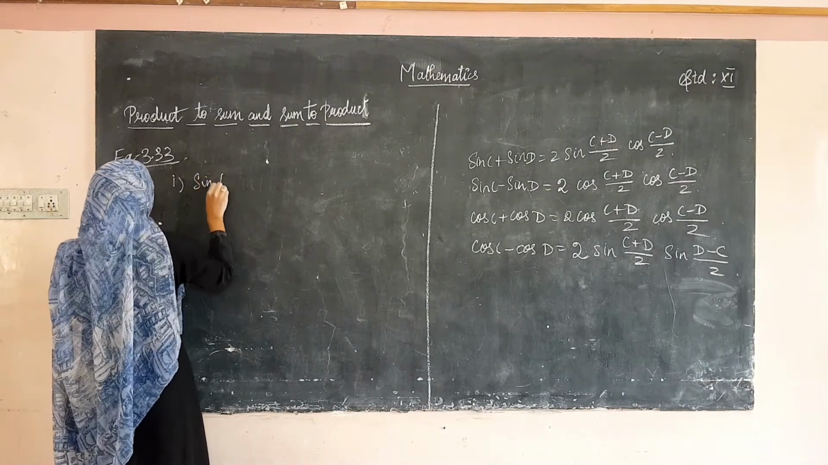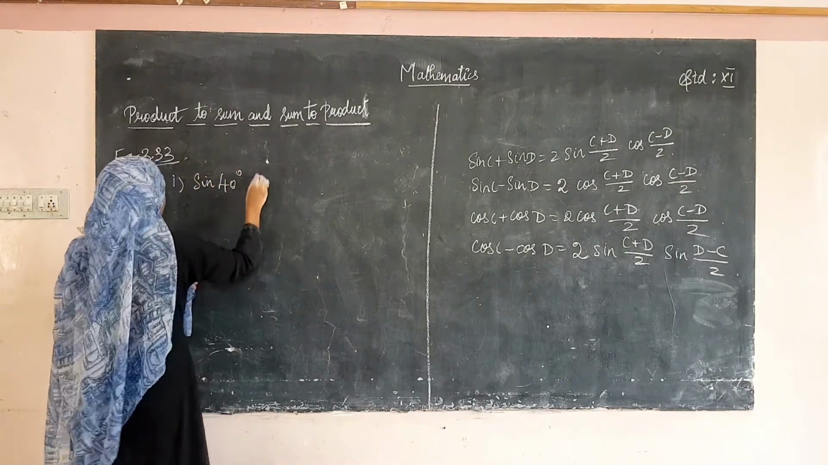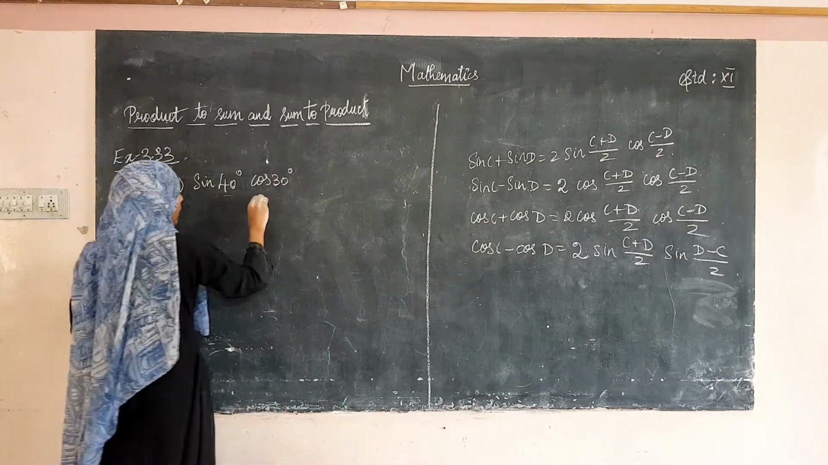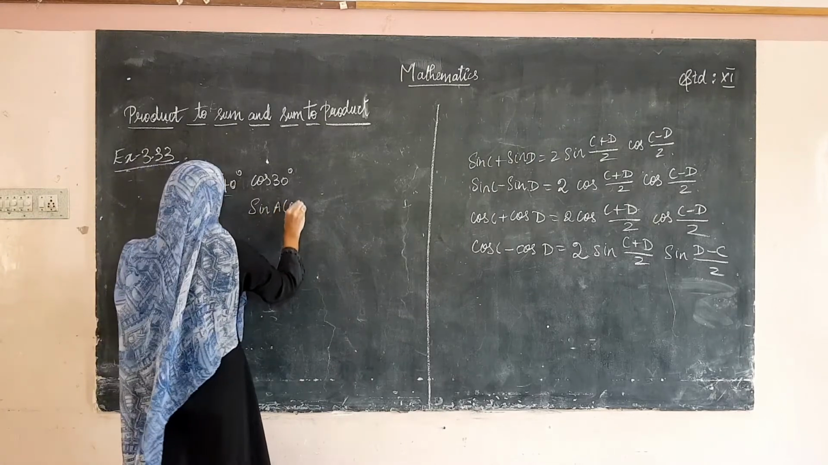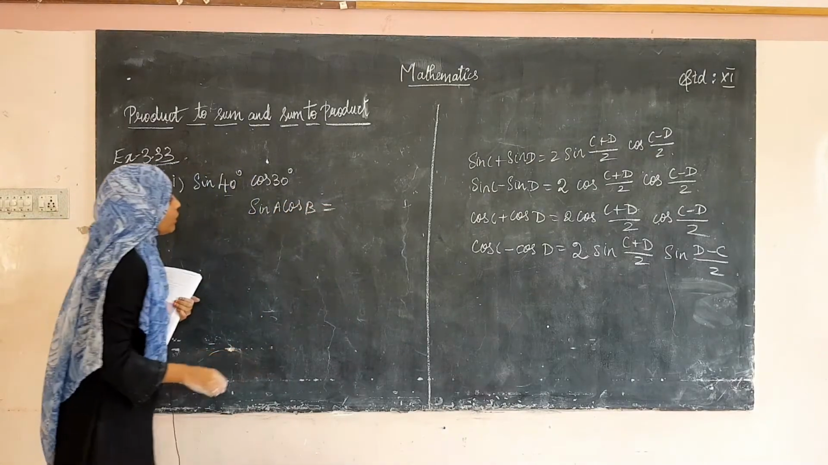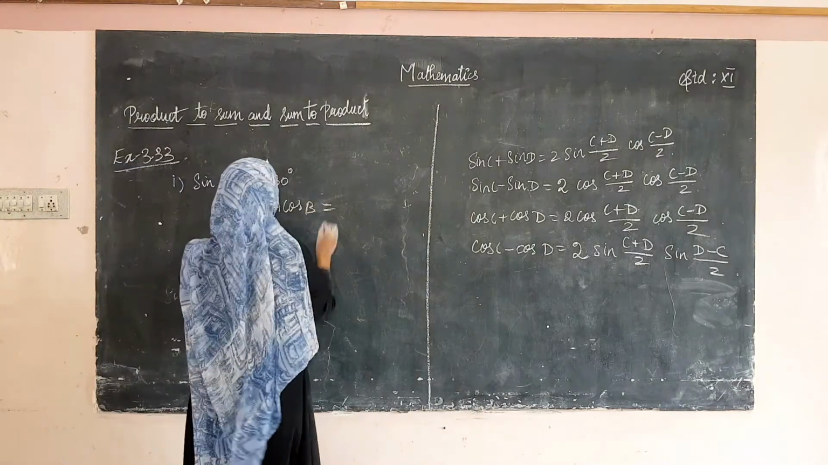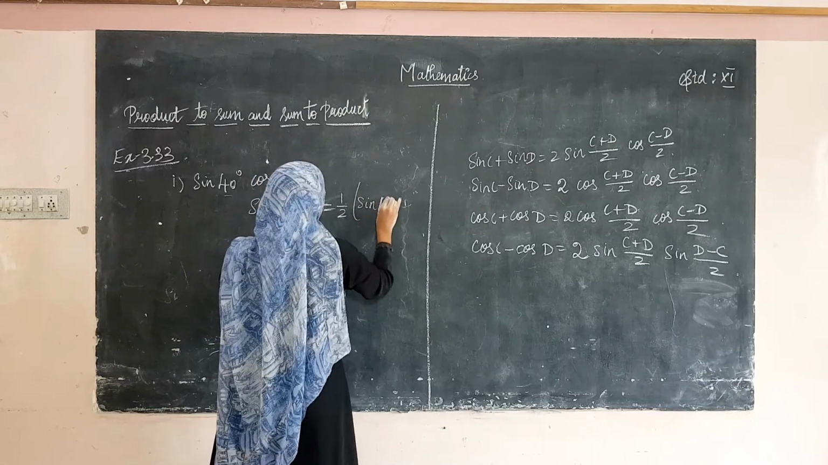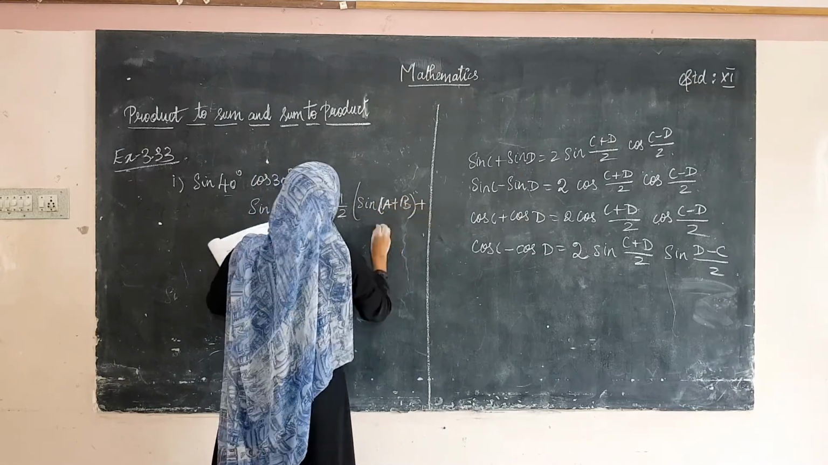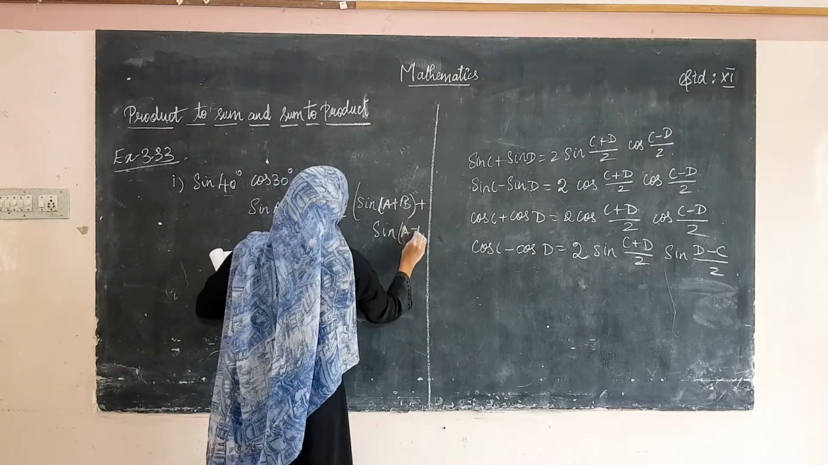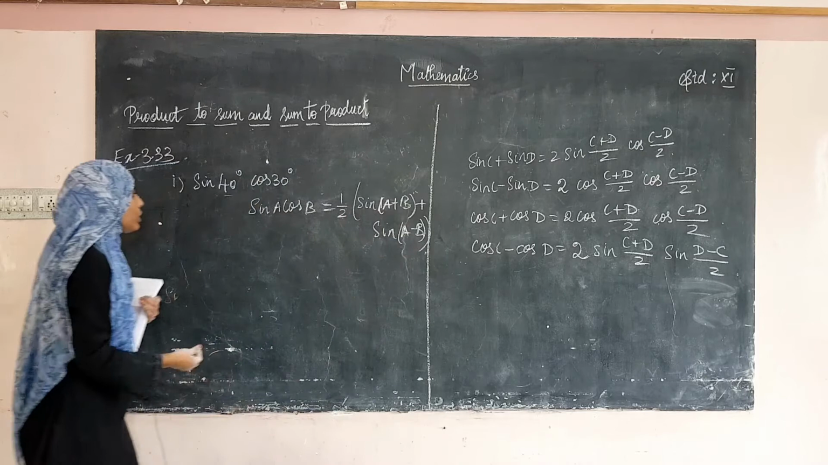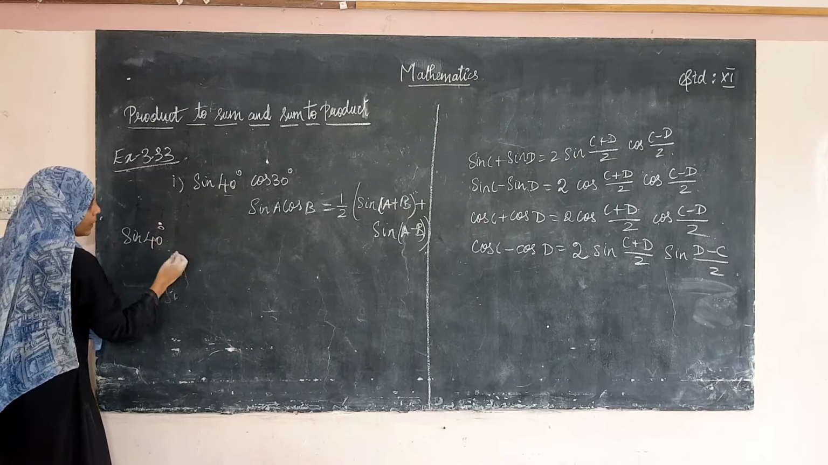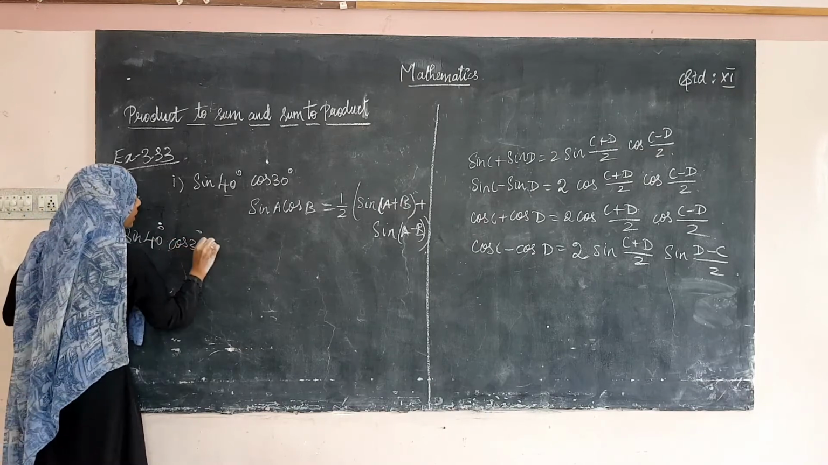It is sin 40 degree and then cos 30 degree. Okay, so let us take this as A and this as B. This is in the format of sin A cos B, right. So we know that sin A cos B is equal to 1 by 2 into sin A plus B plus sin A minus B. This is the formula, right. So you have to use this formula.